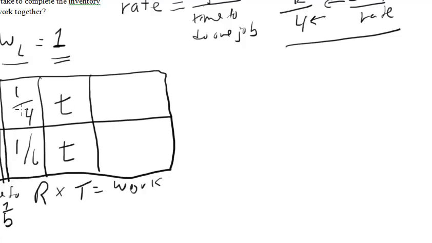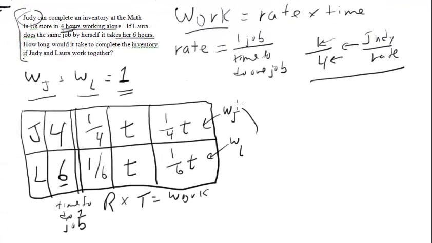So we have rate times time. So Judy's amount of work is 1/4 t. And Laura is 1/6 times t. Her rate times time, that's the work done by Laura. So this is work by Judy, and this is work by Laura. And if I look at what I already discussed earlier, then I know I have my equation. Work for Judy is 1/4 t. The work for Laura is 1/6 t, and that equals one job.